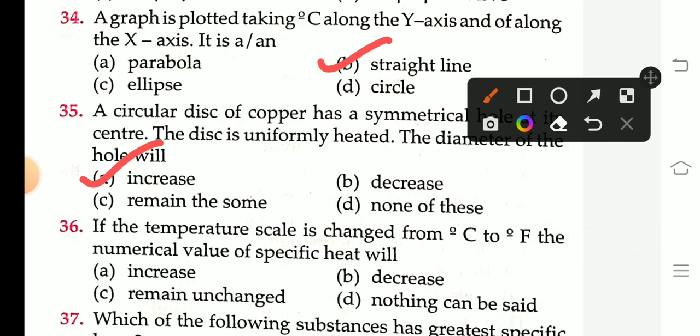Next, if the temperature scale is changed from degree Celsius to degree Fahrenheit, the numerical value of specific heat will, right answer option B, decrease.